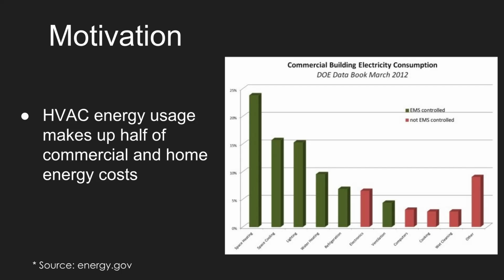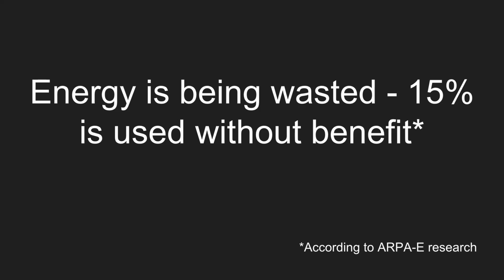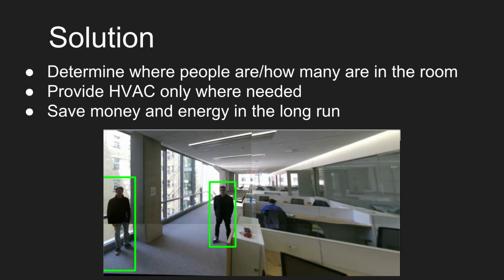Why is that? We have found that the reason behind this is that HVAC in its current form is very room-oriented, meaning that the most specific thing that an HVAC system can target is a single room. According to ARPA-E research, 15% of energy from HVAC systems is wasted because of this. Whether a room has many or few people, there is a significant amount of heating and cooling applied to the same room.